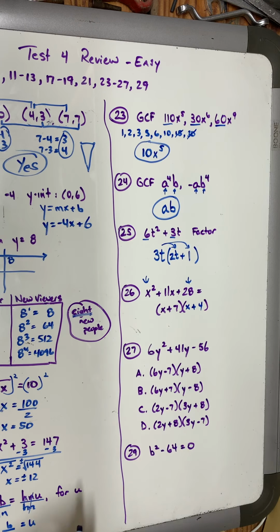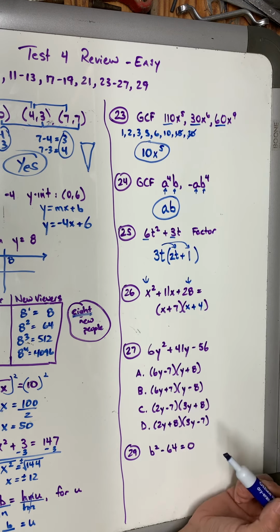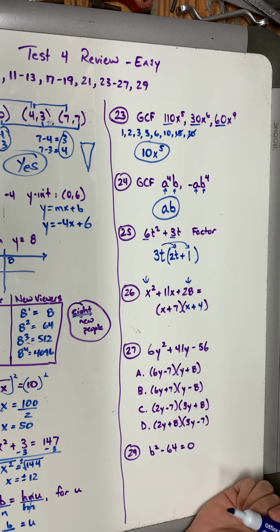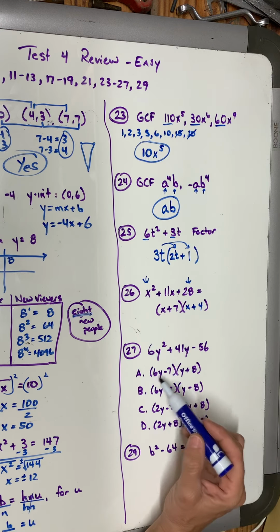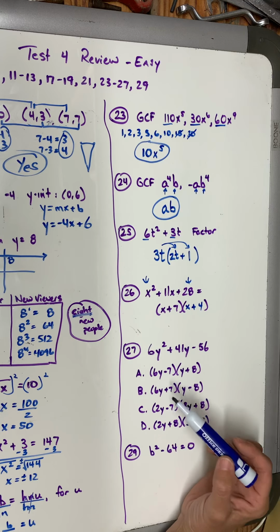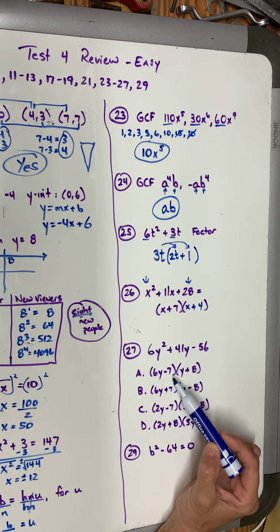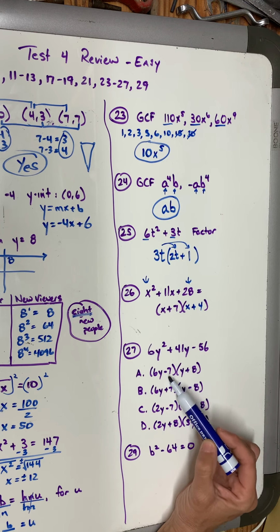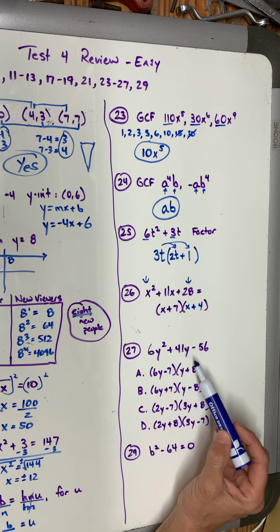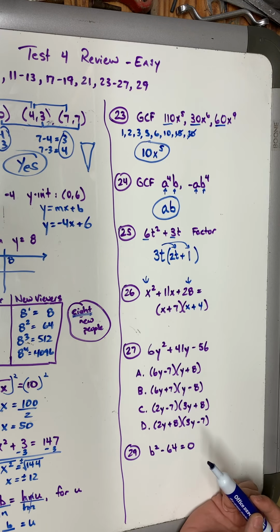Okay, number 27, if you had to do it all on your own, would be a very difficult problem. But this is a multiple choice, so you just have to pick which one works out. You could FOIL each of these. Remember, FOILing is first, outer, inner, last. So you would multiply the first 2 terms, the outer terms, the inner terms, and the last terms, and see which one gives you this as an answer.